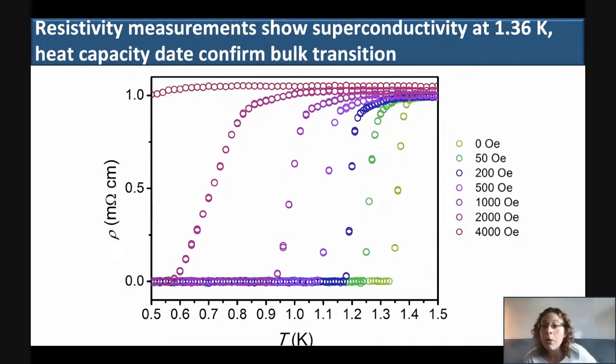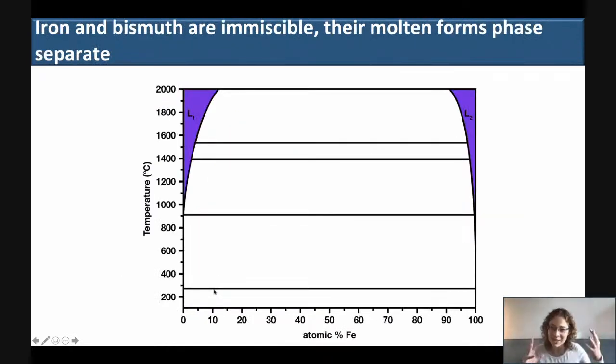We confirmed the bulk nature of this transition by heat capacity data as well. Okay, so copper and bismuth are awesome, but this isn't a way to make a permanent magnet.